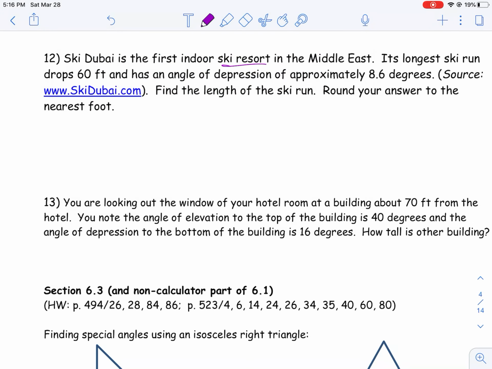All right, an indoor ski resort. It's pretty impressive. I've never actually skied in my entire life. I would like to someday.